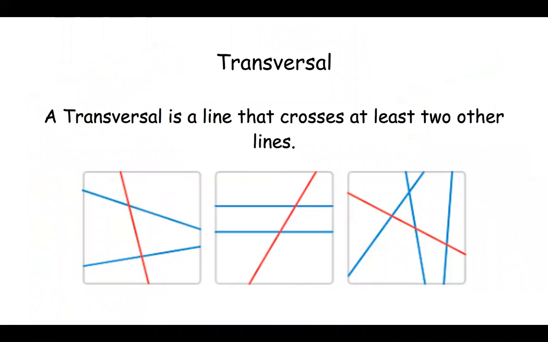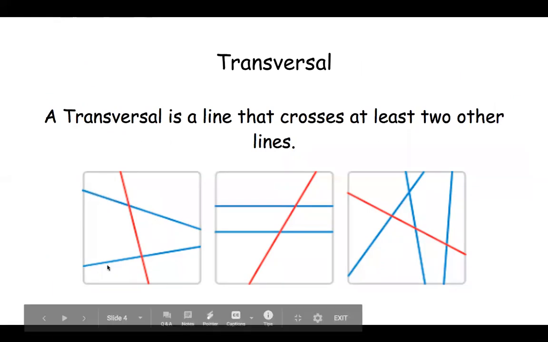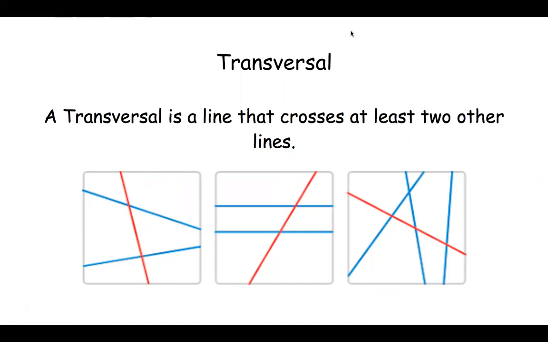Transversal. What is a transversal? A transversal is a line that crosses at least two other lines. So in here, if you have two lines, it doesn't have to be parallel, any two lines. Look at these two blue lines, and is there a transversal going through those two lines? I mean, a line goes through those two lines. That line is called a transversal, okay?